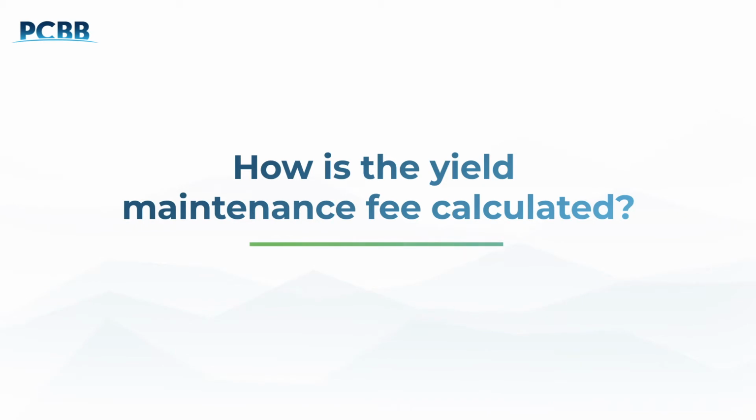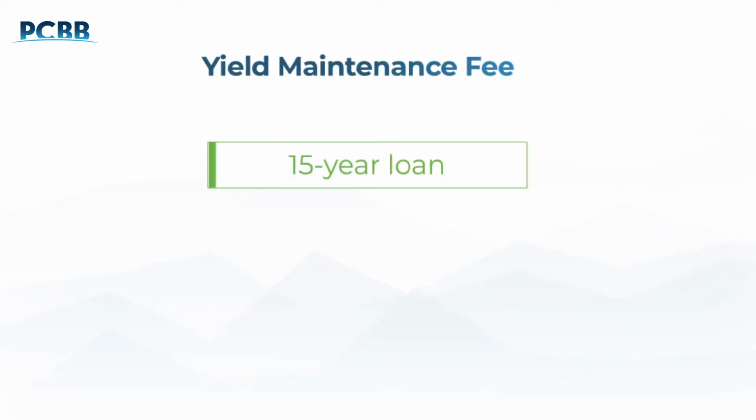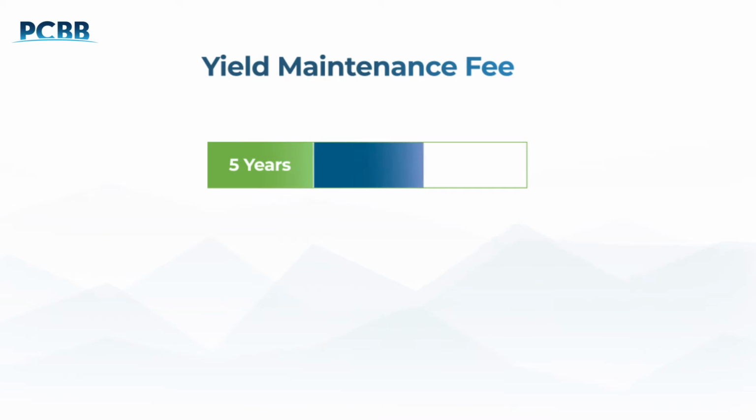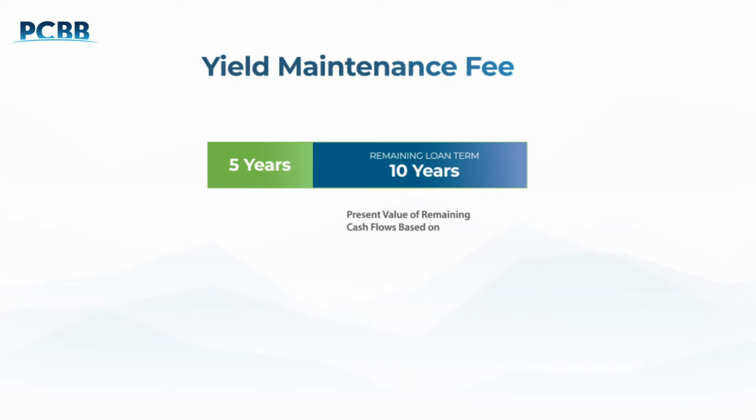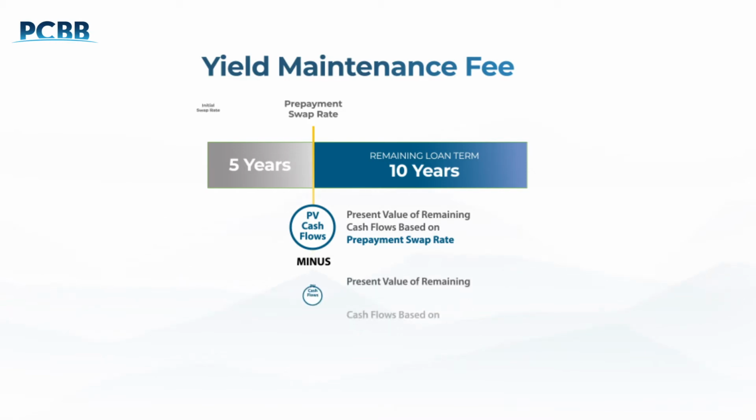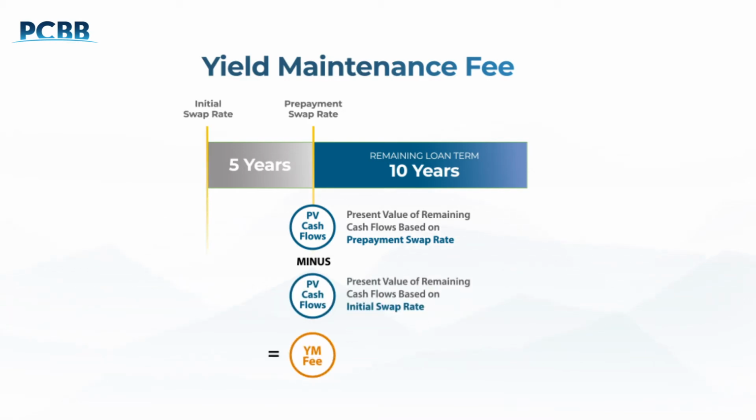Now let's look at how the yield maintenance fee is calculated. We can use the example of a 15-year loan that's paid off after 5 years, leaving a remaining loan term of 10 years. First, you determine the present value of cash flows for the remaining loan term using the prepayment swap rate. The prepayment swap rate, in this example, is the market-determined 10-year swap rate at the time the borrower decides to make the prepayment, in this case, 5 years into the 15-year loan. Next, you subtract the value of those same cash flows for the same term using the initial swap rate. The result is the yield maintenance fee.